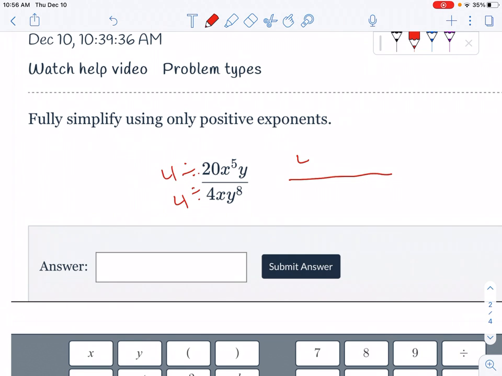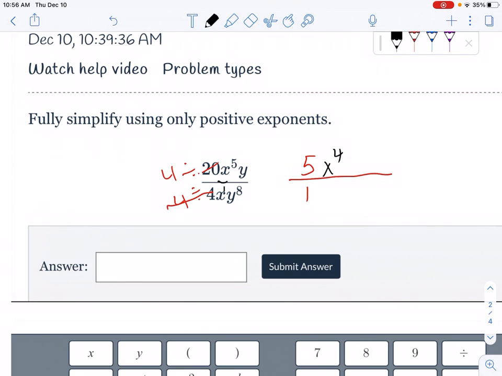5 doesn't go into 4. 4 goes into 4 one time. 4 goes into 20 5 times. That's where I was thinking about the answer. Okay, so 20 reduced down to a 5, 4 reduced down to a 1. Here we have x to the 5th over x to the 1st. And when we divide, we subtract. So 5 minus 1 is 4, and we're going to write that on top.